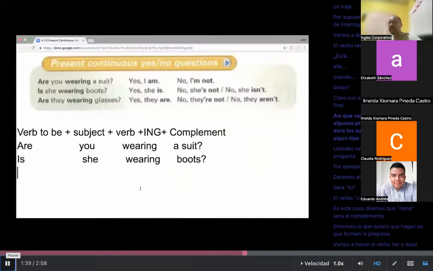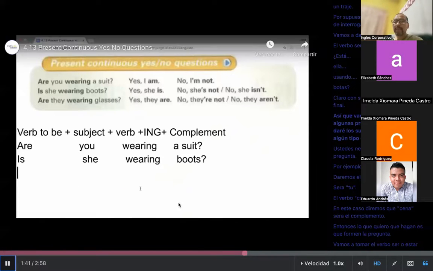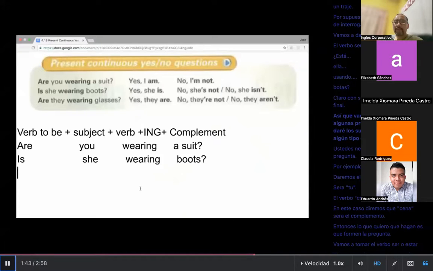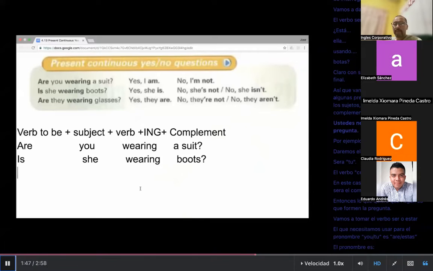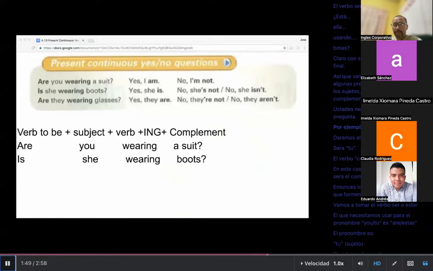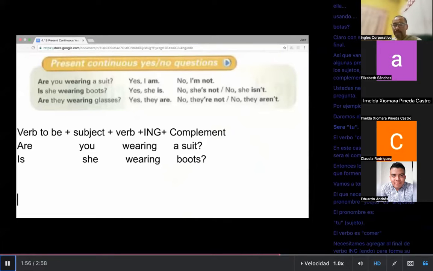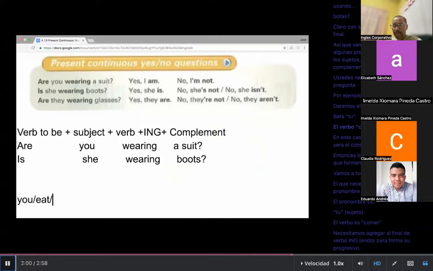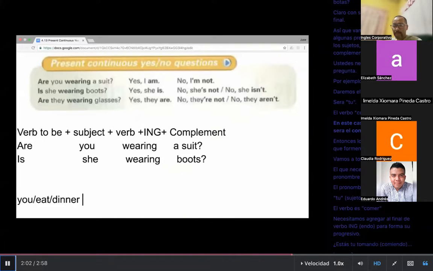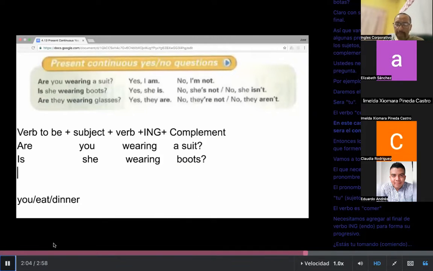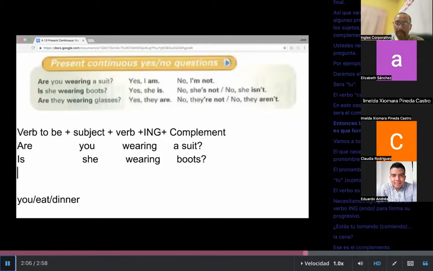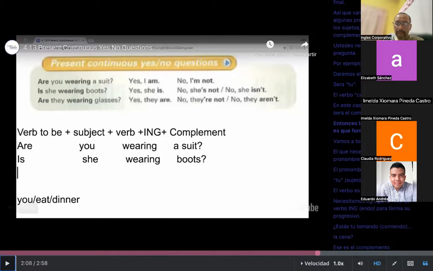So let's try to make questions now. I will give you the subject, the verb, plus some kind of compliment. And you need to write the questions. For example, I'm going to give you, mention the subject will be you, the verb eat, and in this case I'm going to say dinner is the compliment. So what I want you to do with that is to form a question.